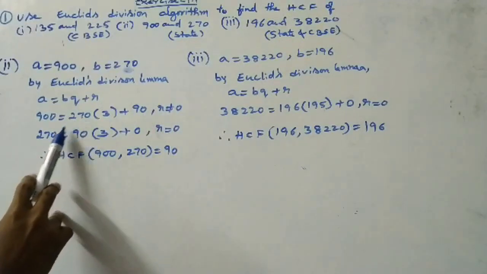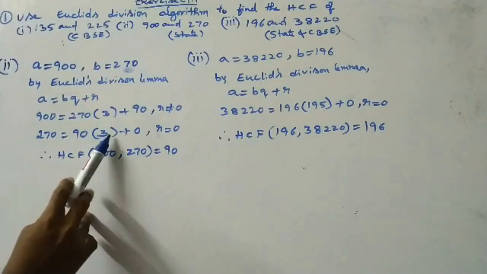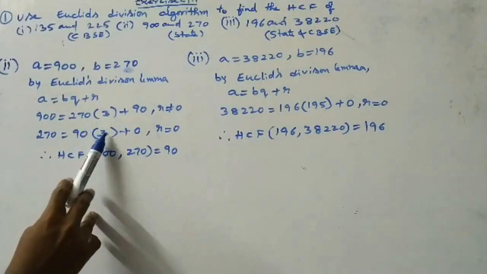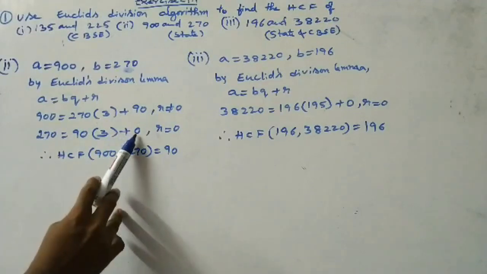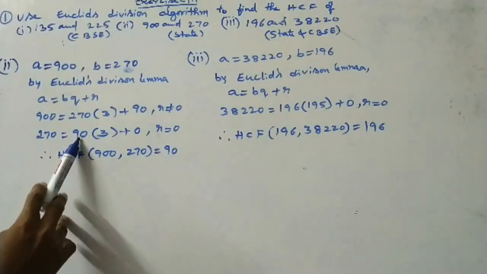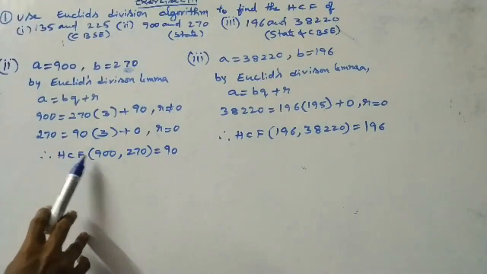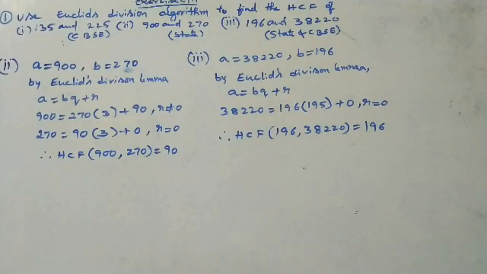The 270 we will consider as dividend, 90 as divisor. 90 into 3 we will get 270 and obtain remainder 0. So R is 0. Then the divisor we will consider as the HCF. Now HCF of 900 and 270 is equal to 90.